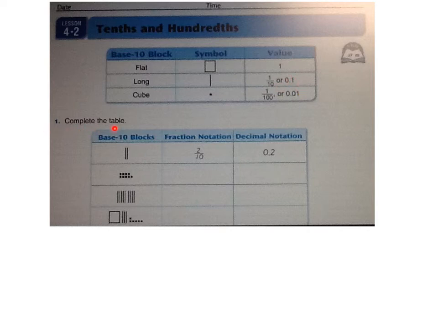So you're going to be completing the table. They tell you what the base 10 blocks would look like. You write it as a fraction, you write it as a decimal. So for example, this first one has 2 longs. We know a long is a tenth. So we have 1/10, 2 tenths. So we write 2 tenths. As a decimal then we write the 0.2.